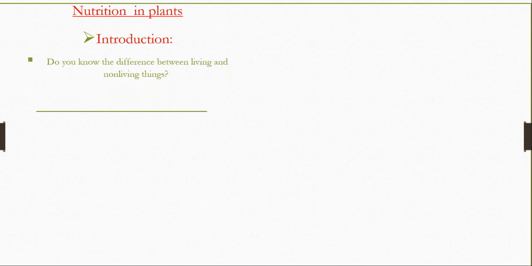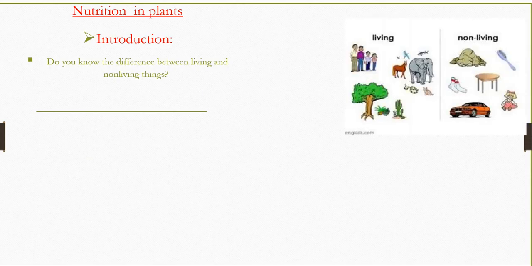Before we enter into the topic, let us go for an introduction. Do you know the difference between living and non-living things, children? Here in the picture I am showing the living things and non-living things. Living things like elephant, horse, plants, humans, parrot, fish, and non-living things like car, bench, thermometer, a brush, and shoes. Class, you are looking.